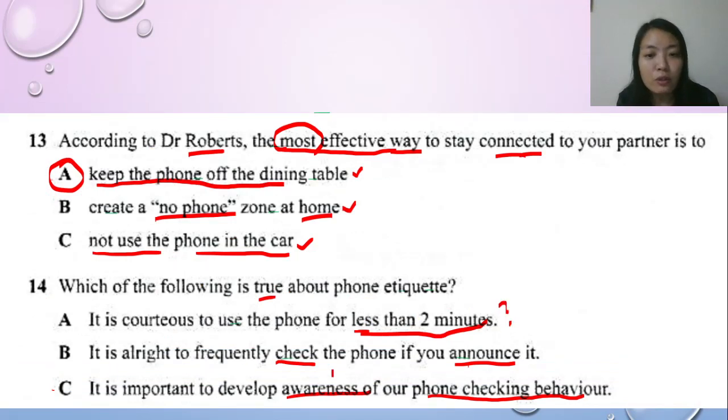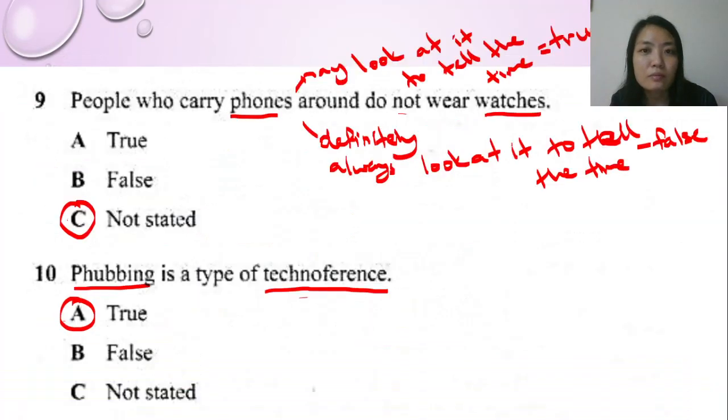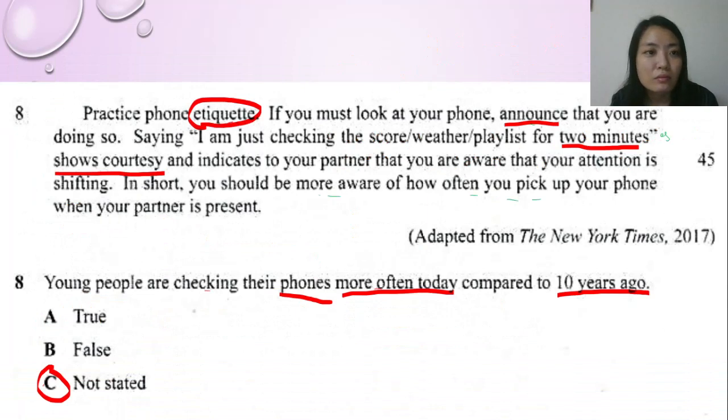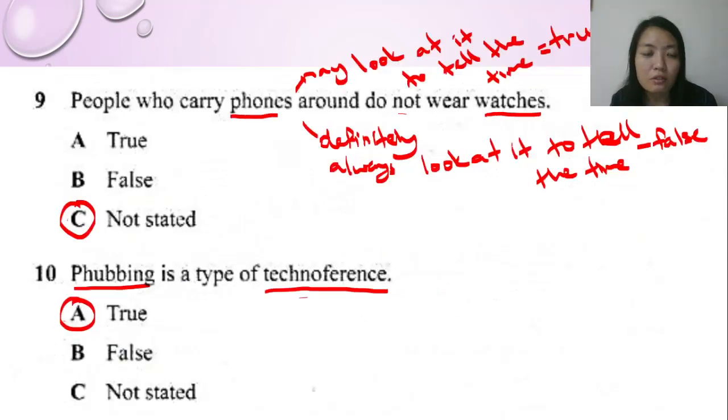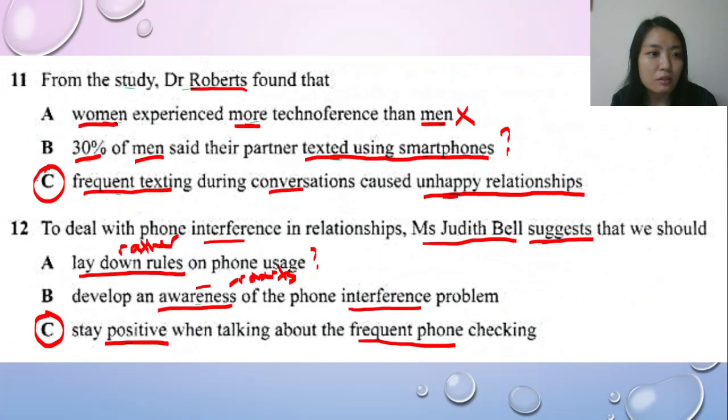It's alright to frequently check the phone if you announce it. It's alright to check the phone if you announce it. Does it say it's alright? Does it say it's okay? Not really. It just says that the phone etiquette is that you should announce it, but it doesn't mean that you keep announcing and you could always still use it. Okay, maybe that's not the right answer.